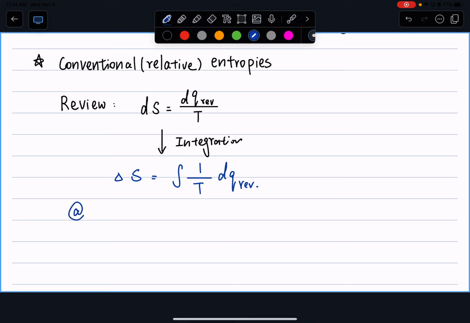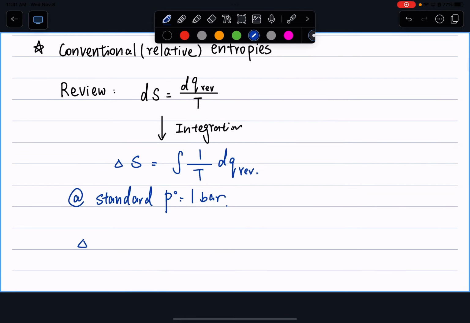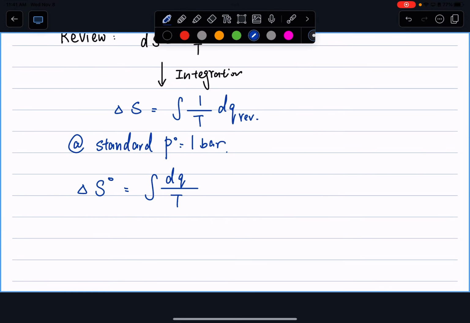And at standard state, P naught equals 1 bar. Right, so the pressure is constant at that standard state. What we can write is delta S superscript naught equals the integration of dq reversible over T.